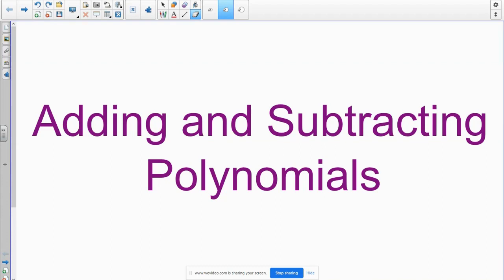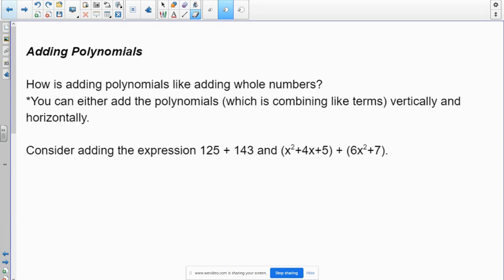In this lesson, we are going to look at adding and subtracting polynomials. So we're going to add on to last lesson, which was learning the vocabulary of polynomials. Now we're going to take the operations of addition and subtraction and learn how to complete those with the polynomials. So we're going to work on adding polynomials first.